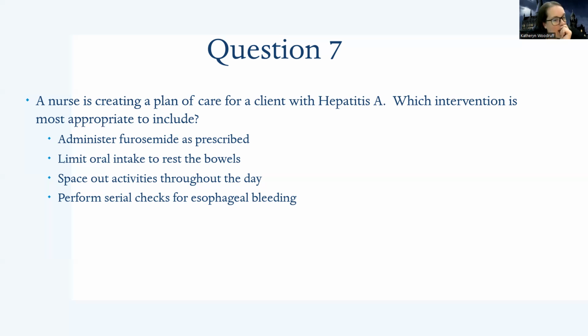Space out activities throughout the day. I know that people with hepatitis can be tired, so it's possible that spacing out activities throughout the day could work. Then performing serial checks for esophageal bleeding. I know that with some types of hepatitis, they can become chronic, and as a result they can end up having issues like varices. But my first thought isn't, hepatitis, let me look for varices. So I don't really like A or D because I think they're more for chronic liver disease.